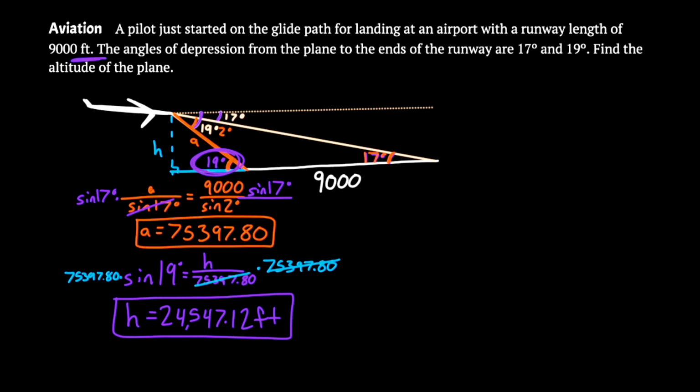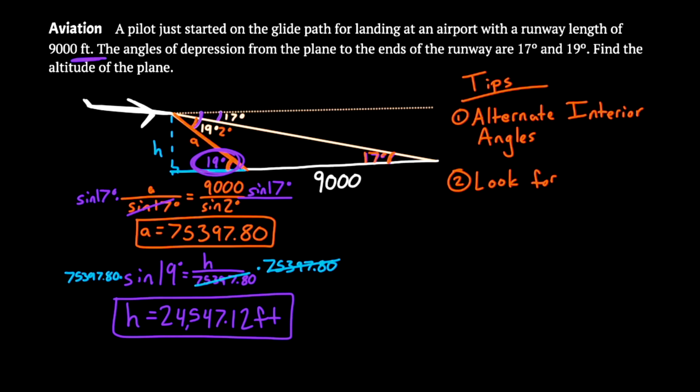So just a couple general tips for these word problems. Sometimes alternate interior angles are still really helpful. And also, just because we're talking about law of sines and we can now solve non-right triangles, it's still helpful to use right triangles in the diagram sometimes. So still be on the lookout for those. And that should get you started with application problems dealing with law of sines.